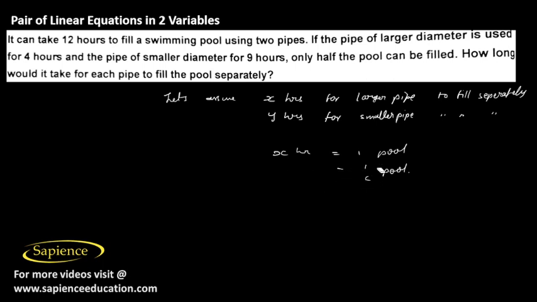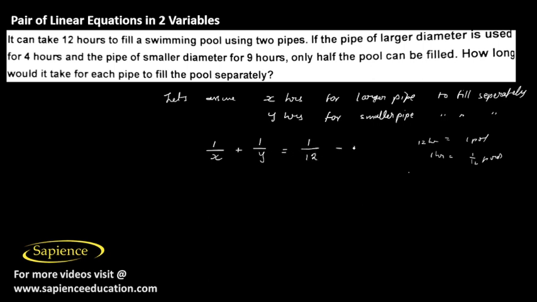So we can write the equation using this concept like this. In 1 hour, the x pipe will fill 1/x of the pool, and the y pipe will fill similarly 1/y of the pool. But together how much will they fill in 1 hour? It takes 12 hours for one pool, so in 1 hour, it should fill 1/12 of the pool. So 1/x plus 1/y must be equal to 1/12. We will call this the first equation.